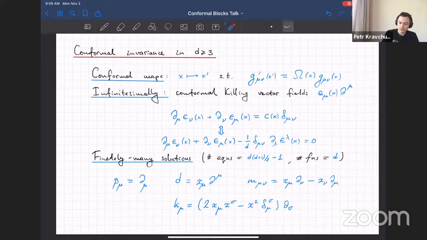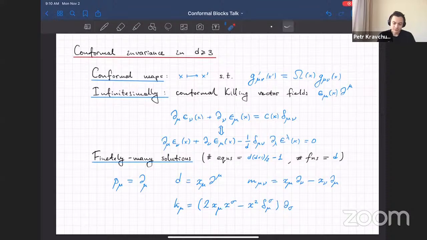Anyway, we can study this equation, find all the solutions, and we find the following vector fields. We get the vector fields which generate translations, vector fields that generate dilatations, vector fields that generate rotations, and some special conformal Killing vector fields which give the non-trivial conformal transformations which exist in higher dimensions.